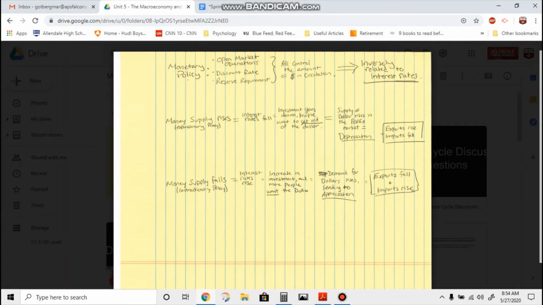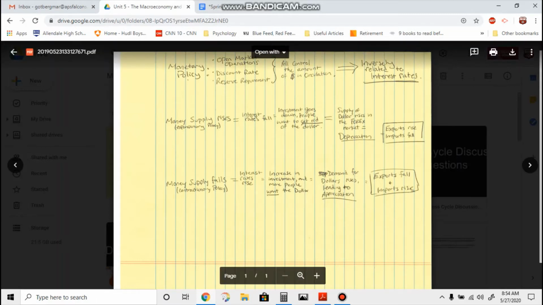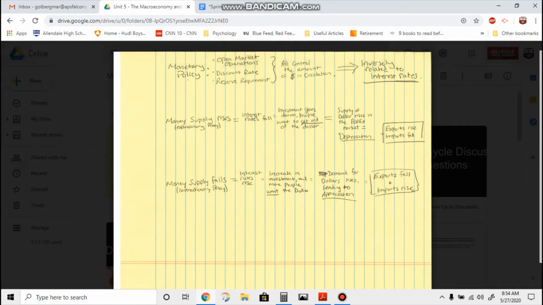So remember, we talked a couple weeks ago about monetary policy. Monetary policy can be broken down into these three things: open market operations, the discount rate, and the reserve requirement. Okay, that's how the Federal Reserve controls the amount of money in circulation. Now the amount of money in circulation is inversely related to interest rates. And so what that means is that the more money there is in the economy, the lower the interest rates will be, and vice versa. The less money there is in the economy, the higher interest rates will be.